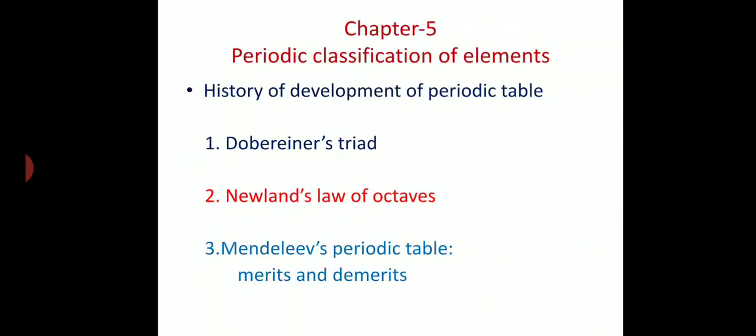Chapter 5, periodic classification of elements. Elements are pure substances made up of only one kind of atoms. Elements can be metals, non-metals, and metalloids. So how are elements classified? From the ancient world, scientists of different time periods were trying to classify the then known elements.